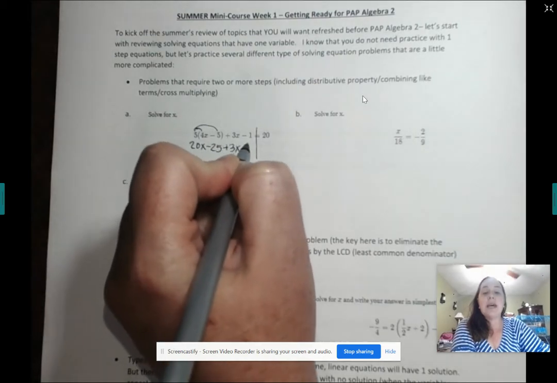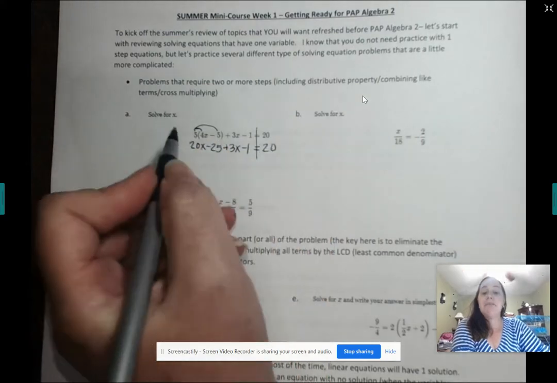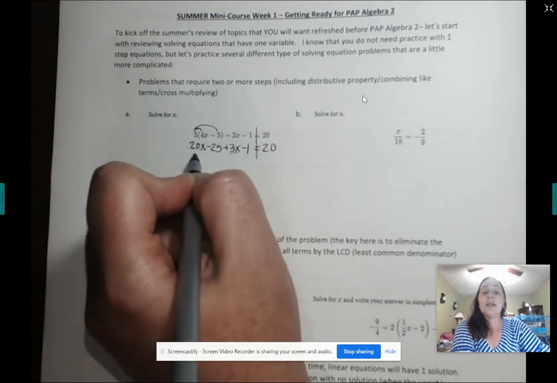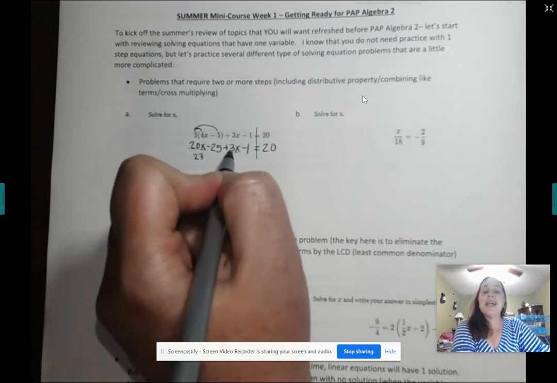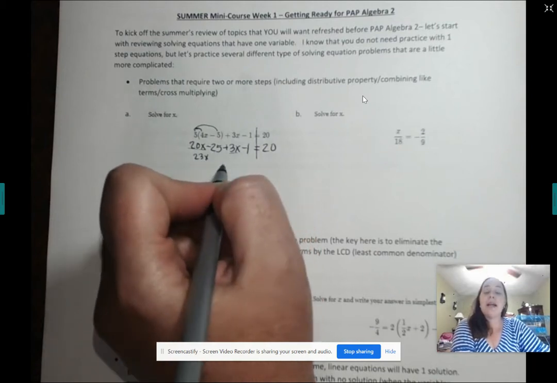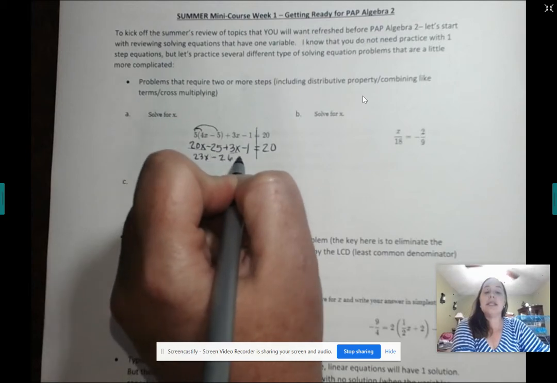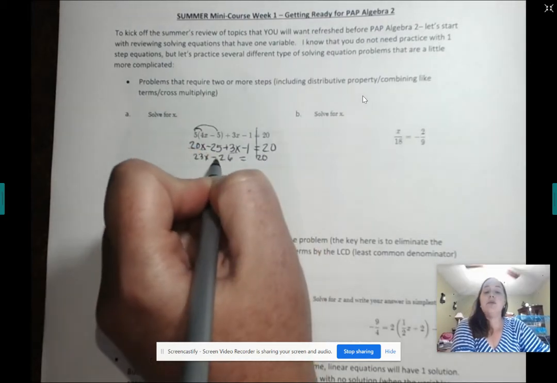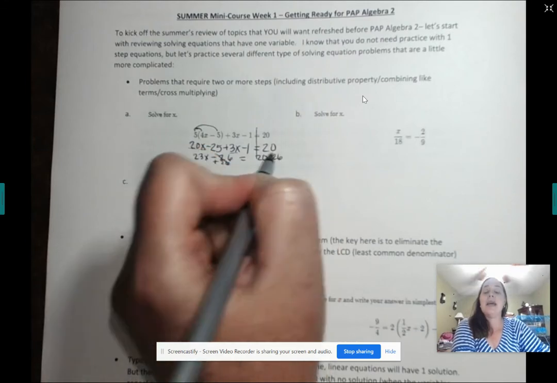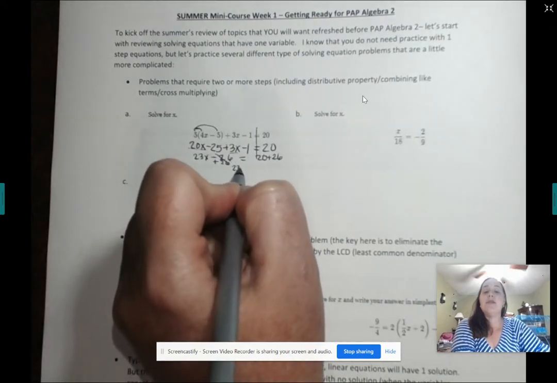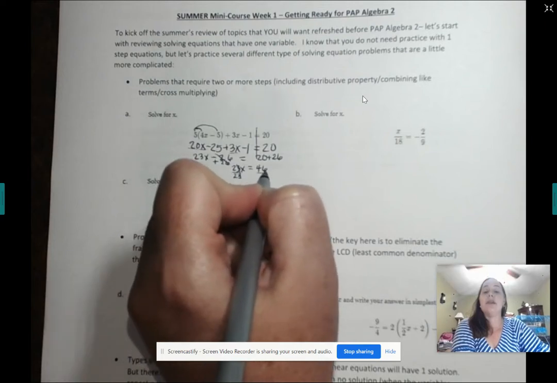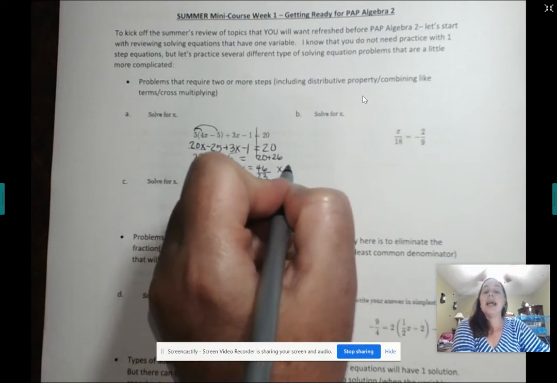And then I still have a plus 3x minus 1 equals 20. I need to combine like terms on the same side. So I have a 20x and a 3x, that makes 23x. And I have a minus 25 and a minus 1. So that's going to combine to be a minus 26. And we are going to move the constant, the minus 26, to the other side by adding, which will give us 46. So I end up with 23x equals 46. And I will divide away that 23, that's the coefficient of x, and I get 2.